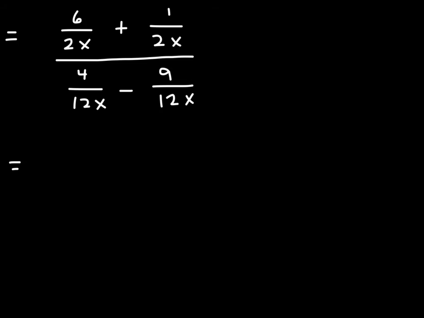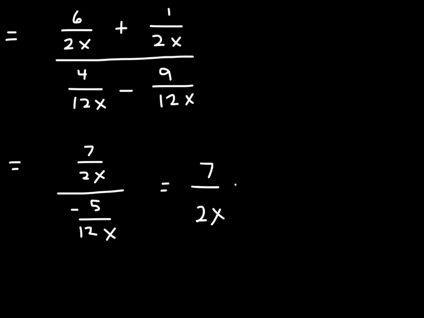Let's go ahead and add the numerators, or the numerator fractions. So you get 7 over 2x, and that is being divided by negative 5 over 12x. All right, so at this point, we can KCF. We will keep the first fraction the same. We will change this to multiplication, and we will reciprocate the second fraction. So it's 12x over negative 5.